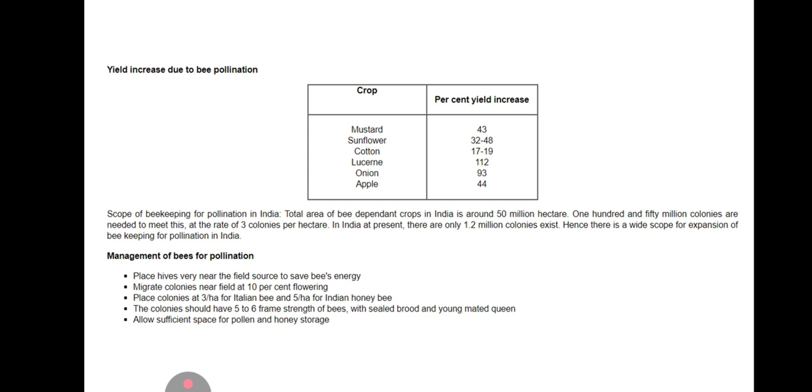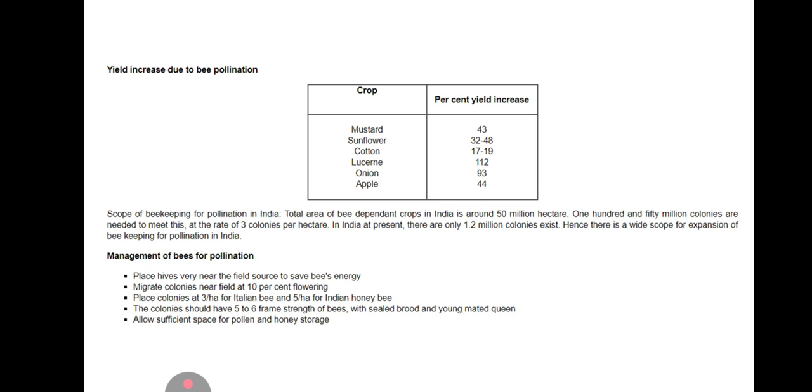The yield increase expected is, in mustard, 43% increase in yield by bee pollination, then in sunflower 32 to 48, cotton 17 to 19, lucerne 112%, then onion 93, apple 44. Scope of beekeeping for pollination in India: the total area of bee dependent crops in India is around 50 million hectare.